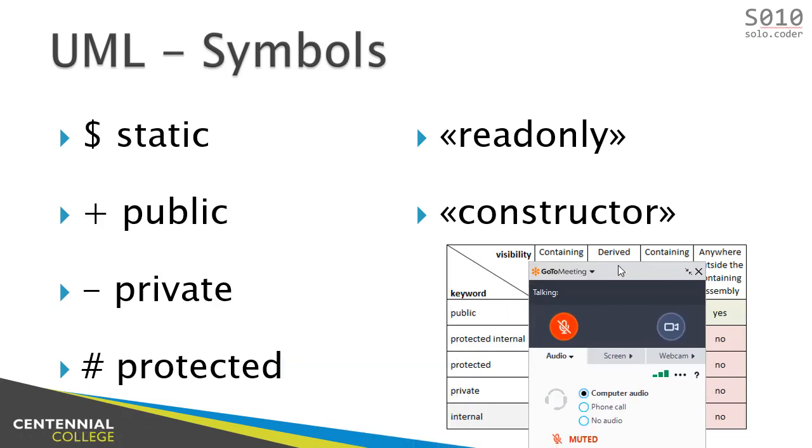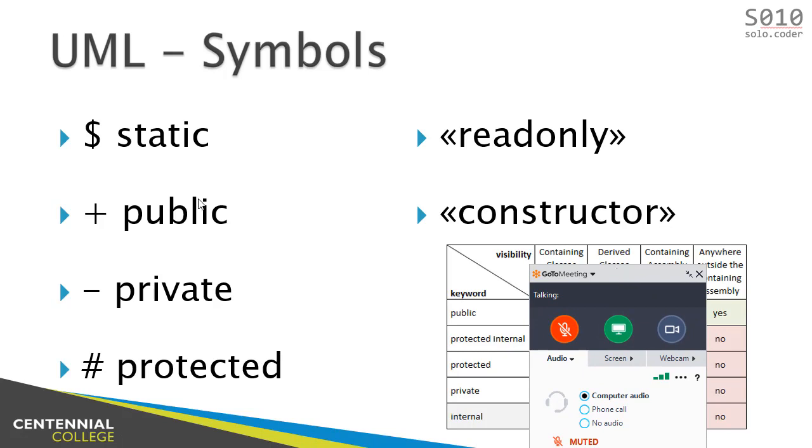So we have some symbols here. We have the $ sign to represent a static member. Remember, static and non-static. Static belongs to the class, non-static belongs to the objects, okay? So if you see the keyword static, that member can only be called from the class name, like pizza.